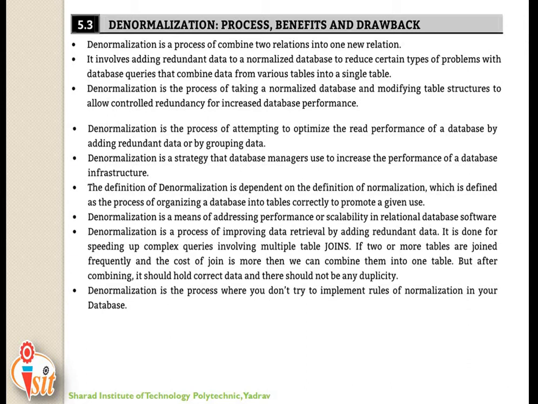But in denormalization, it is a combining of two relations or tables into a new table. It involves adding redundant data to a normalized database to reduce certain types of problems with database queries that combine data from various tables in a single table. Denormalization is the process of taking a normalized database and modifying table structures to allow controlled redundancy for increased database performance.